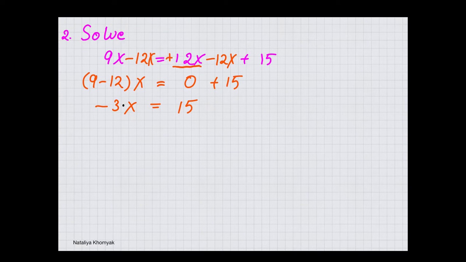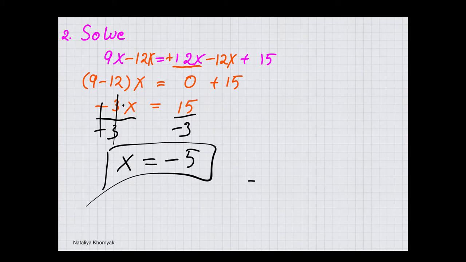The opposite of multiplying by negative 3 is to divide by negative 3. Whatever we do to one side of the equal sign, you want to do to the other. And something divided by itself becomes positive 1. So we have x equals positive divided by a negative, negative 5. And this is our solution.